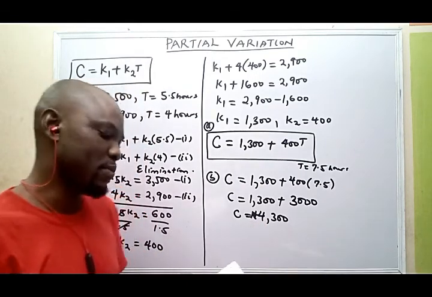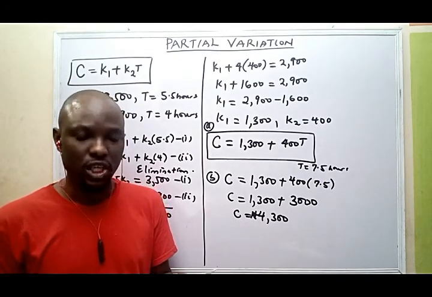So this is pretty simple. This is how to solve problems on partial variation.